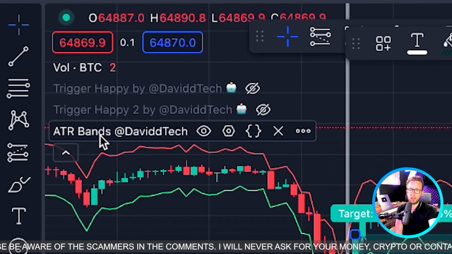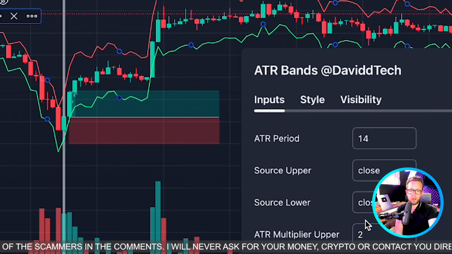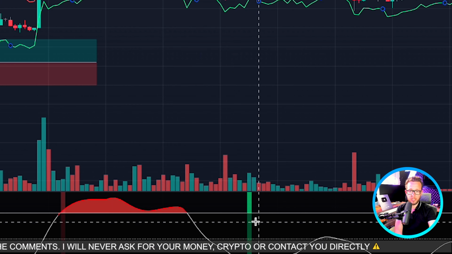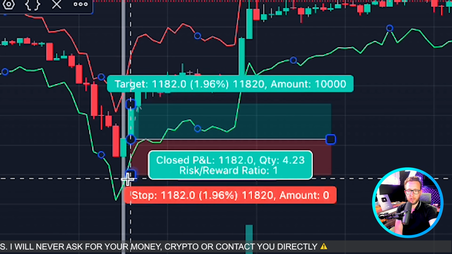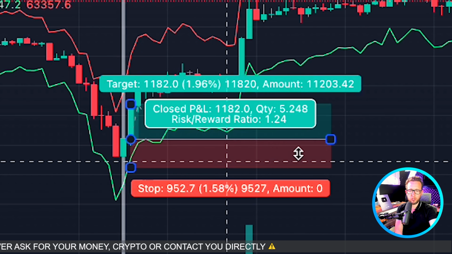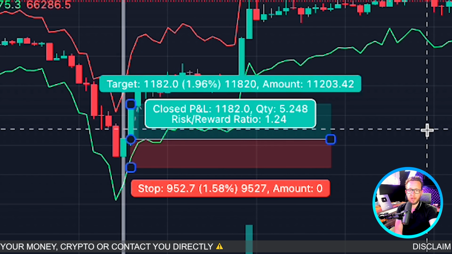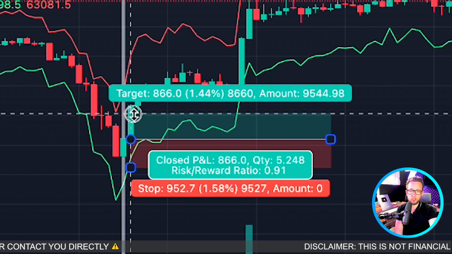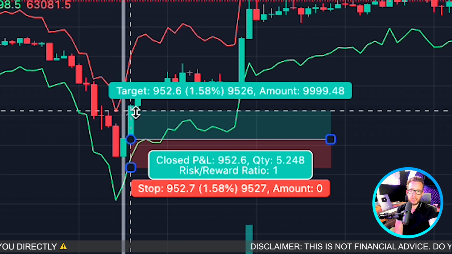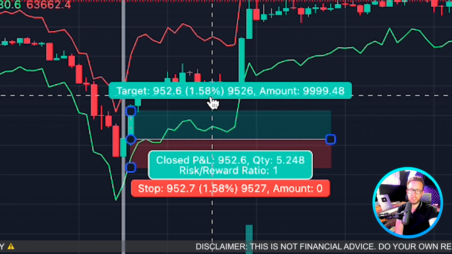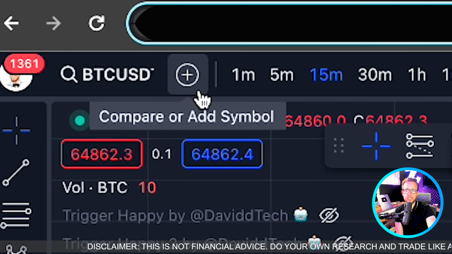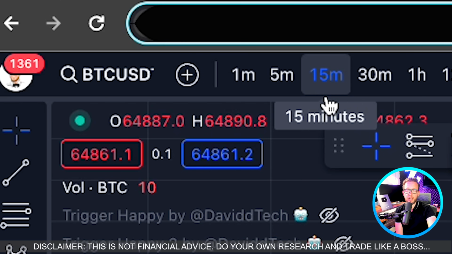We're going to set our ATR bands, the upper and the lower, to 3, giving us a little bit more wiggle room. We set our stop loss to that lower band, and we're looking for a risk to reward of 1 or 2. So this would have been 1 here. We would have made 1.58% on the market. I did forget to say that I'm on the chart of BTC USDT on the 15-minute time frame.